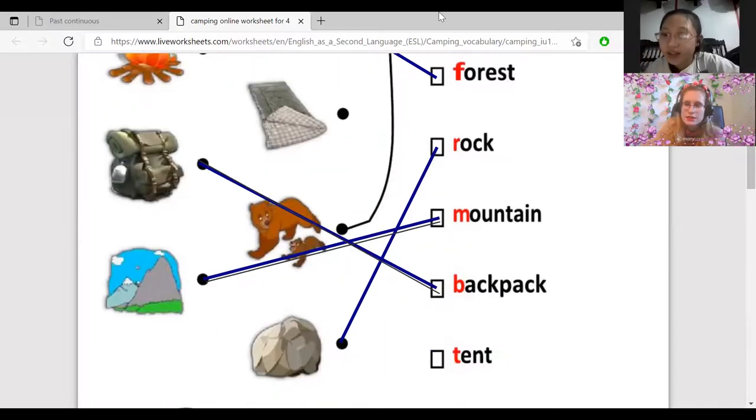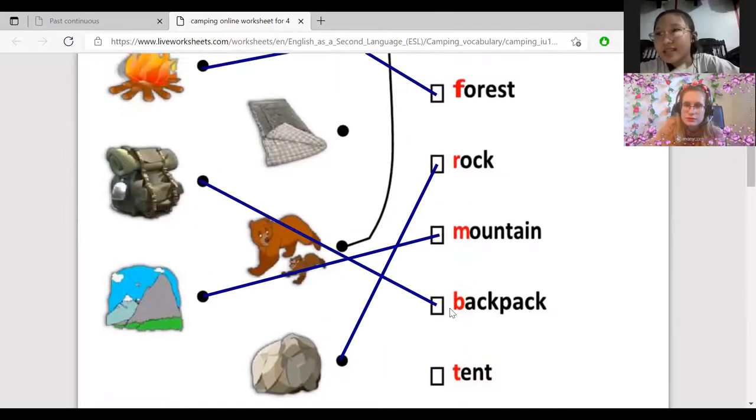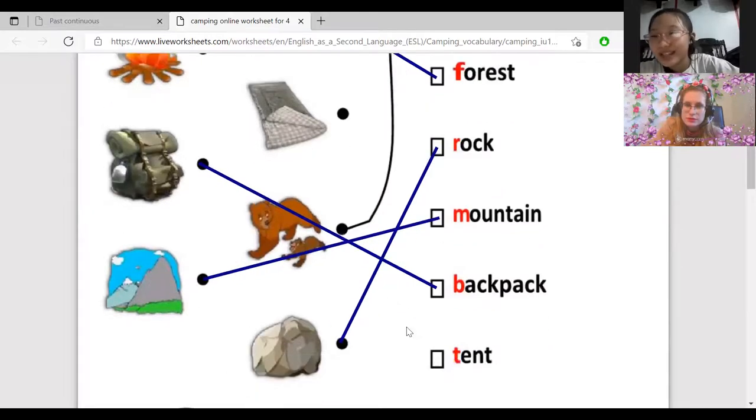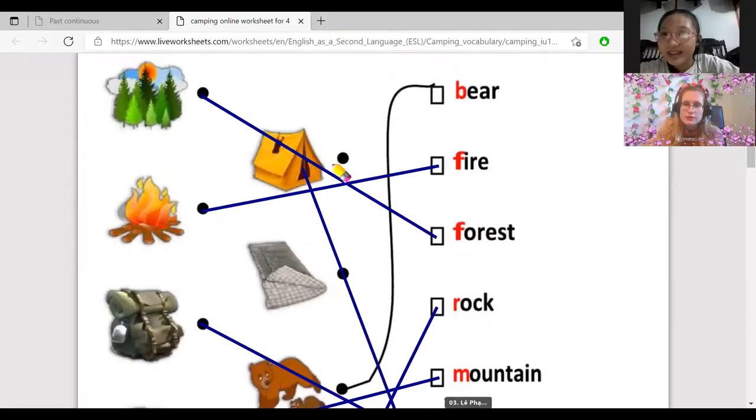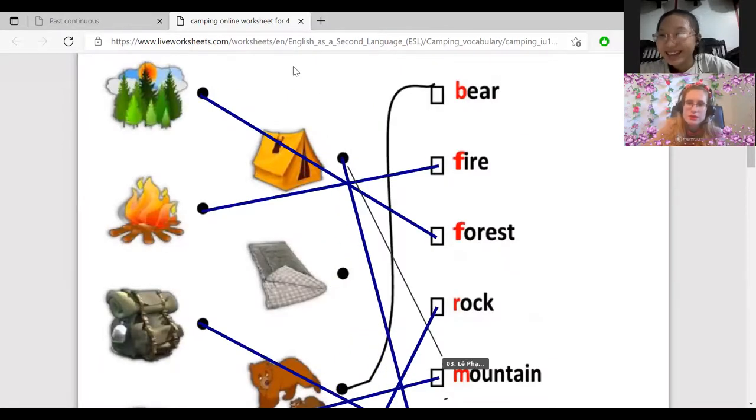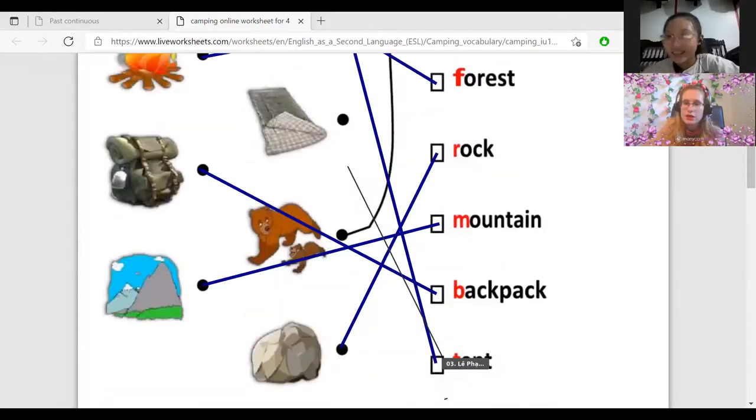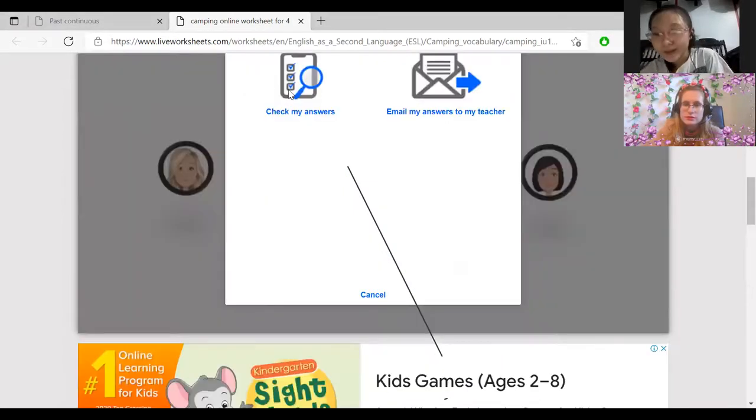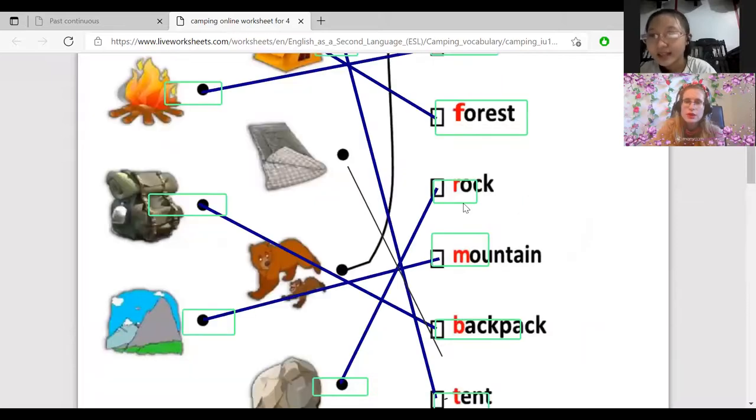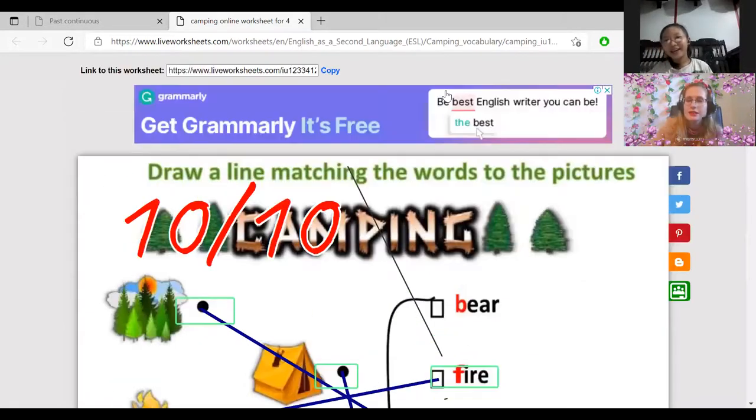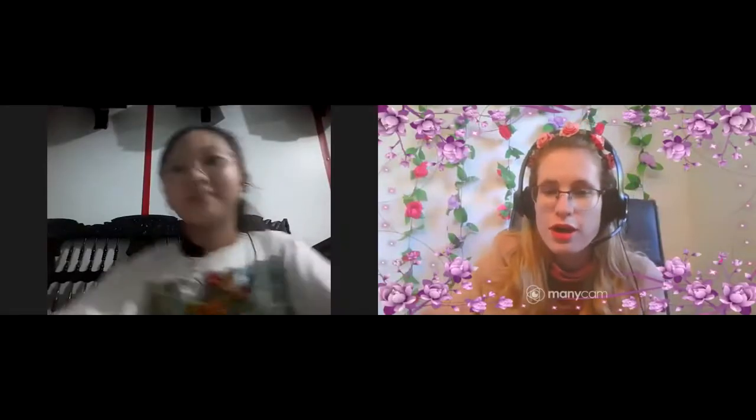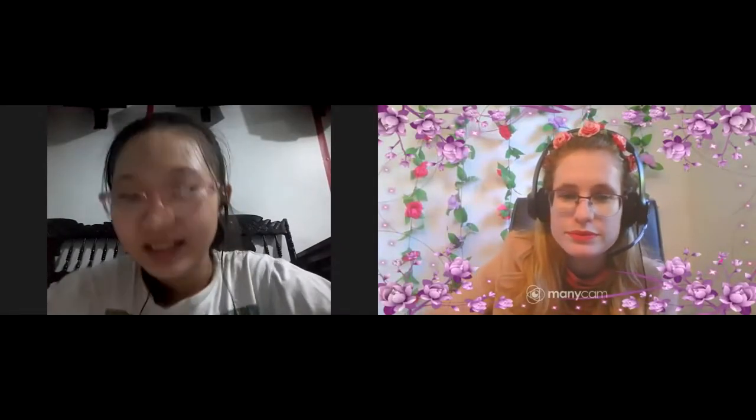Okay, tent. Tent is so easy. All the way over here, right? There we go, nice. Okay. Woohoo! Yes! Excellent. 10 out of 10. Good job. Good job. Yes.